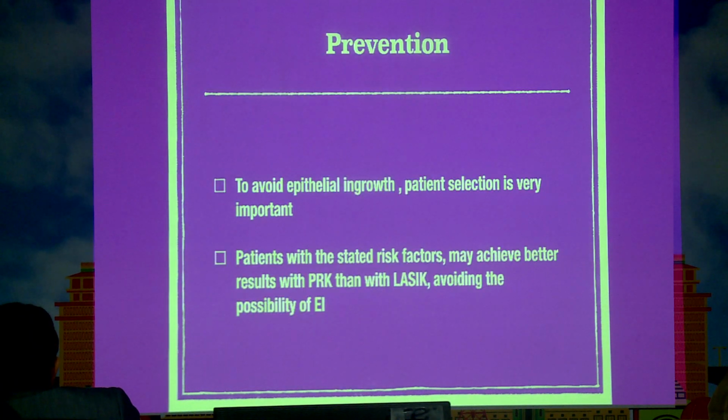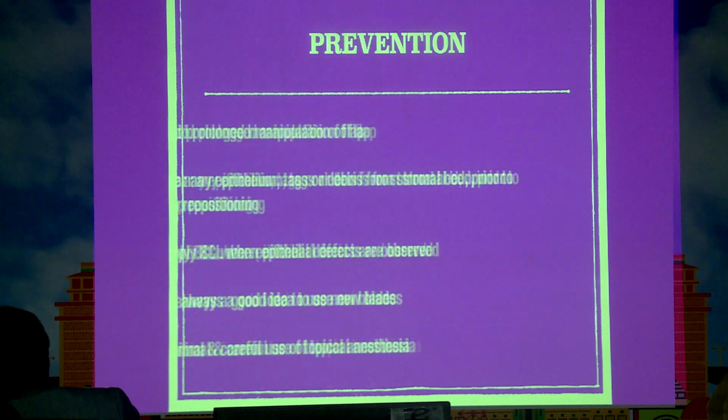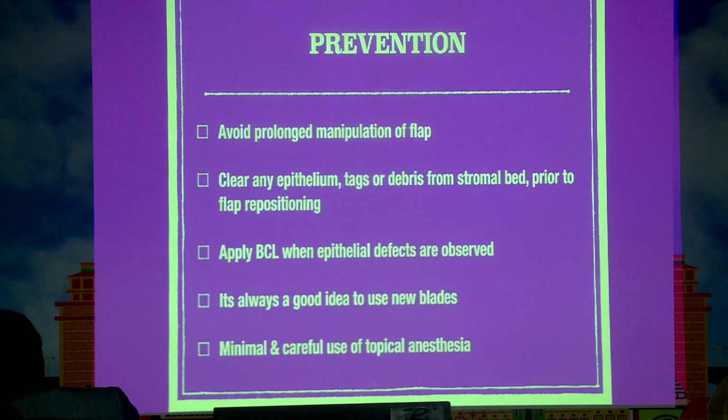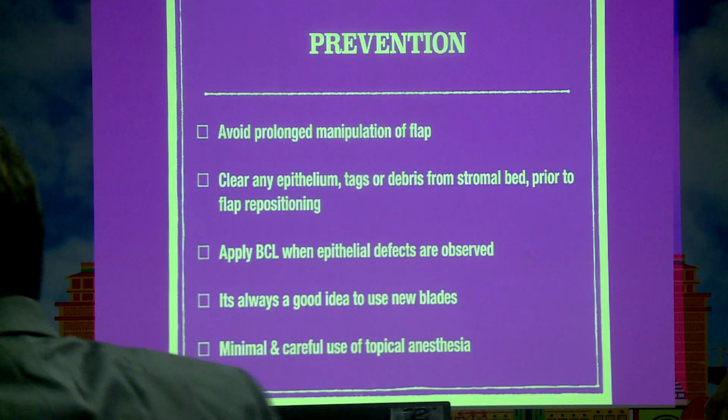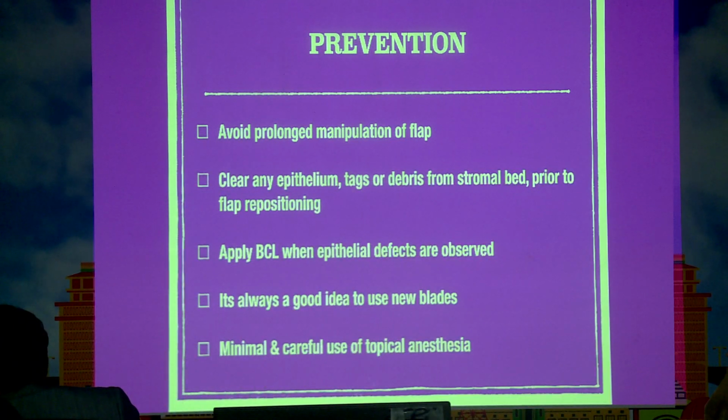Coming to the prevention, to avoid epithelial ingrowth, patient selection is very important. Patients with the stated risk factors may achieve better results with PRK than with LASIK, thus avoiding the possibility of epithelial ingrowth. Apart from that, we should avoid prolonged manipulation of the flap, clear any epithelium, tags or debris from the stromal bed prior to flap repositioning, and apply a bandage contact lens when epithelial defects are observed. It is always a good idea to use new blades, and with minimal and careful use of topical anesthesia.